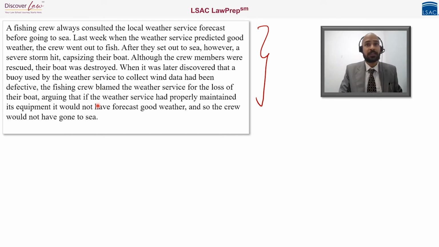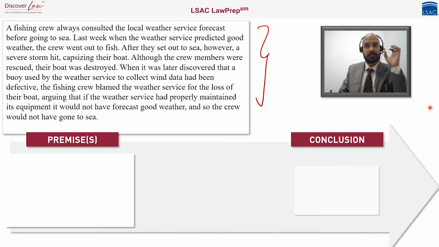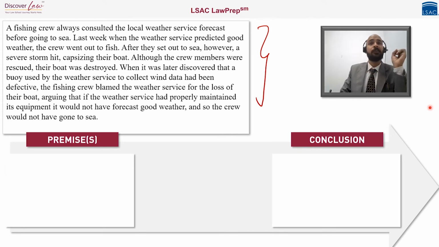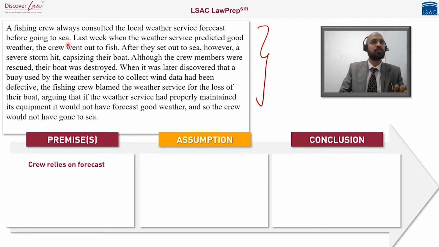It says, arguing that if the weather service had properly maintained its equipment, it would not have forecast good weather, and so the crew would not have gone to sea. Let's look at the argument structure in here. Okay, like I said, there are some premises, there is a conclusion. Okay, and you'd find that in between, the missing link is the assumption. Look at the premises. It says that the crew relies on the forecast. That's very important because there might be some people who don't act upon the forecast. Here we know that this crew always consults and relies upon the forecast.